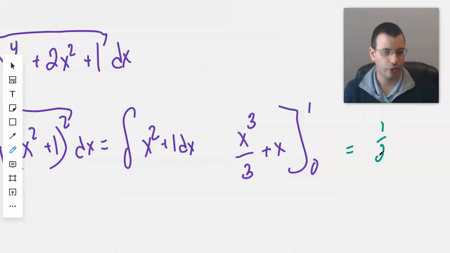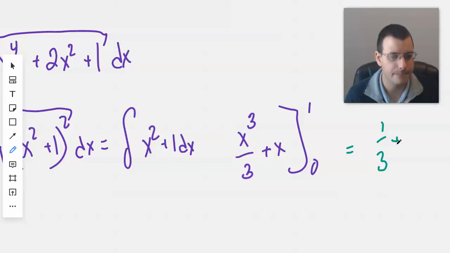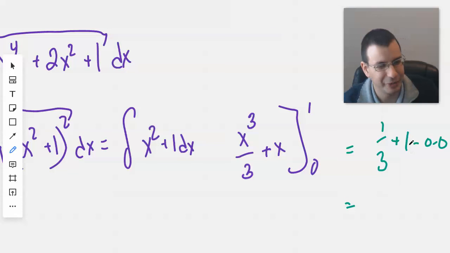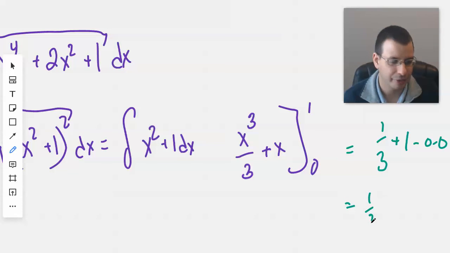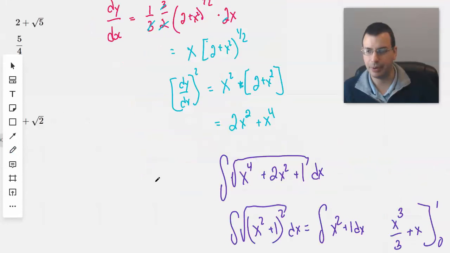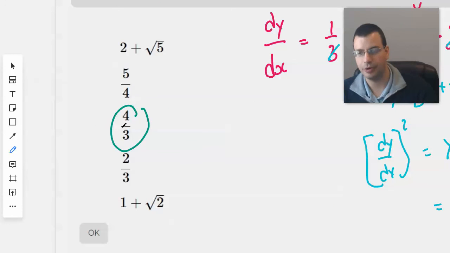So we have 1/3 plus 1 minus 0 cubed over 3 plus 0. Plus 3/3. There we go. Equals 4/3. Let's see if 4/3 is a possible answer. It is. Right here.